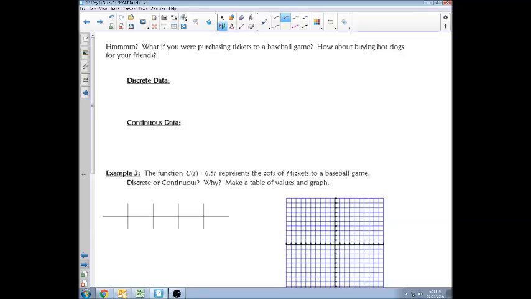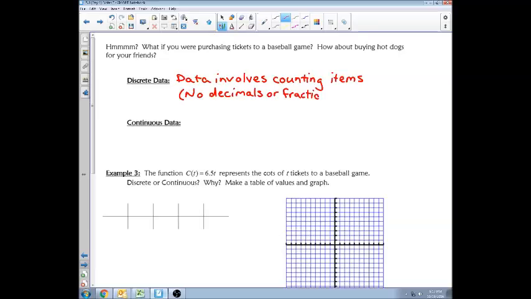So discrete data is data that involves counting items. That's going to be data that is like the video game problem or buying tickets to a baseball game or buying hot dogs. Does not allow for decimals or fractions. Okay?